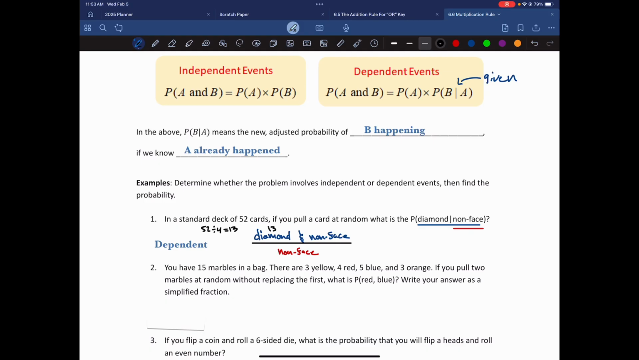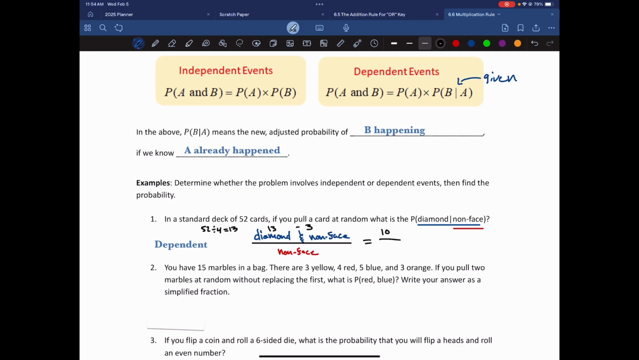Well, how many face cards are there? In a deck of cards, the jack, queen, and king are all face cards, okay? So that's 3 face cards per suit. If I take away my 3 face cards, that's going to leave me with only the cards that are a diamond and a non-face card. So in other words, 10.